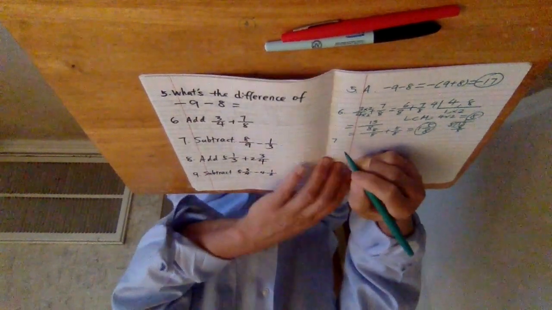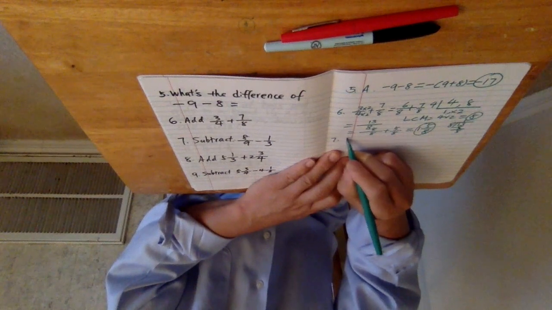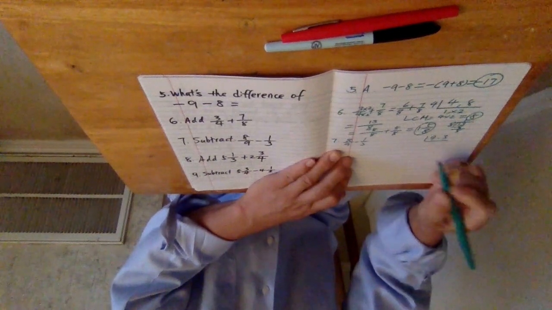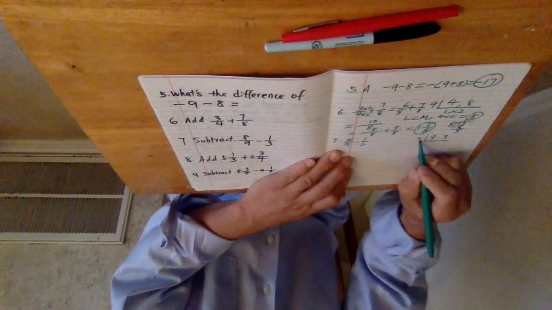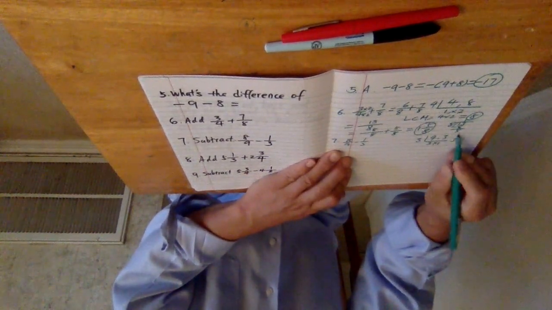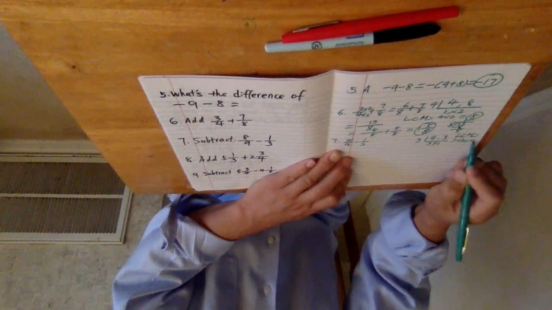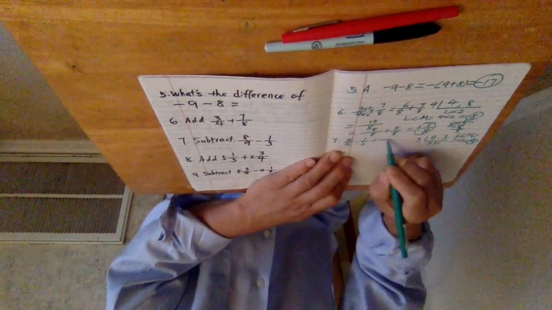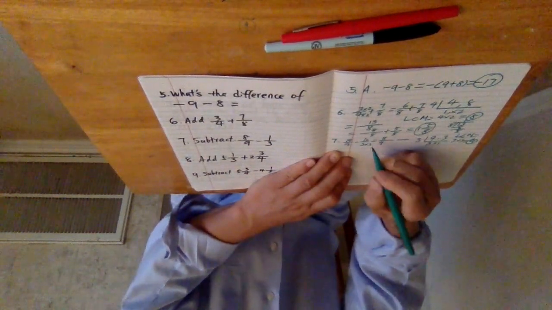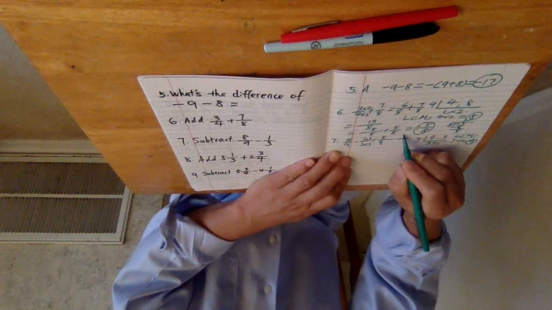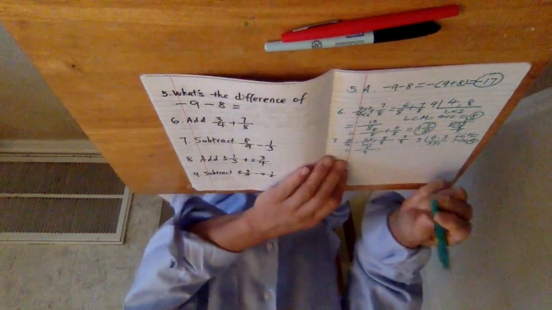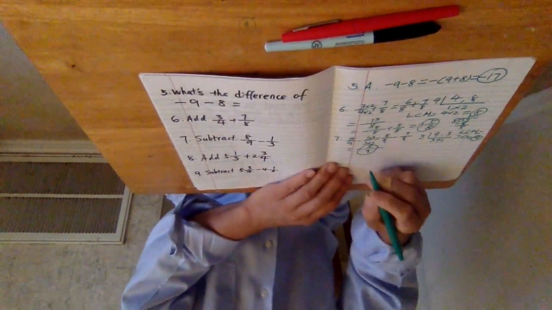Number 7, subtract 8 over 9 minus 1/3. 9 and 3. 3 goes into 9 three times. 3 times 1 is 3, so 3 times 3, the least common multiple is 9. So 8 over 9 minus 1 times 3 on the numerator also, so it's 3 over 9. 8 minus 3 is 5 over 9. Number 8.